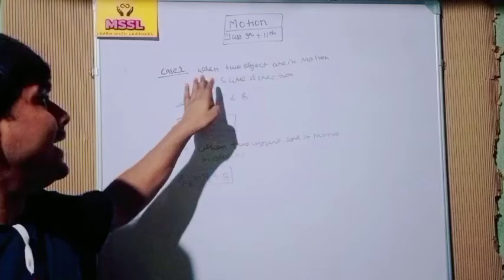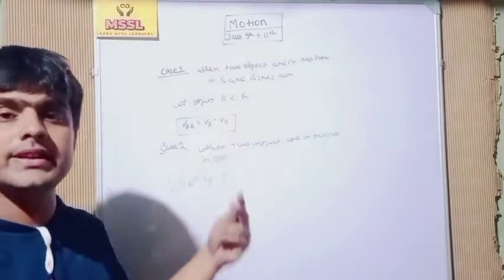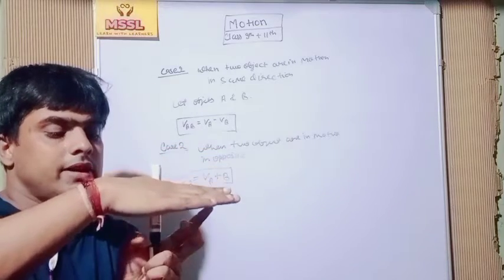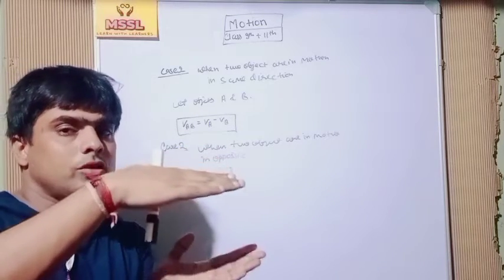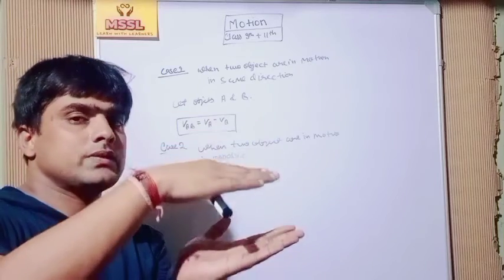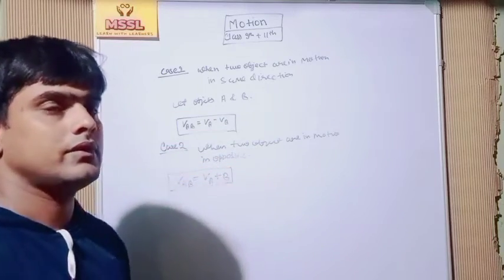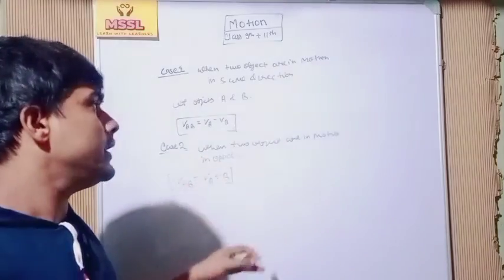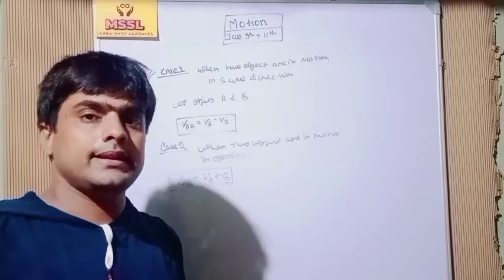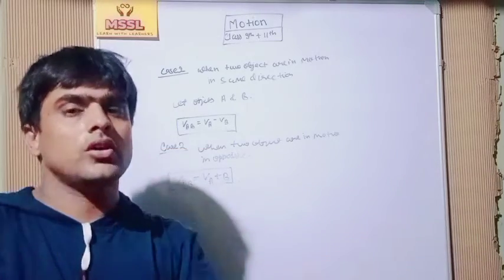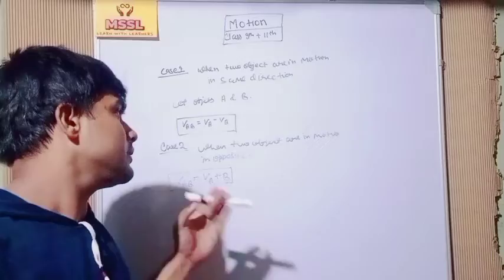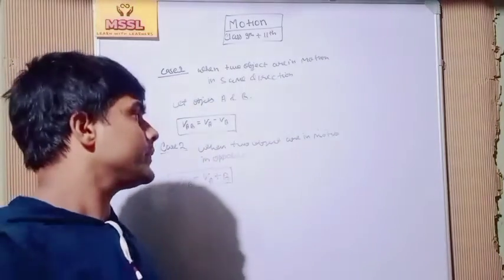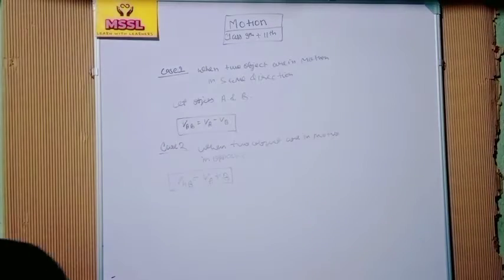So when two objects are in motion in the same direction, the difference will be the relative velocity of one object to the other. Similarly, in the second case, when the two objects are in motion in opposite directions, their velocities get added, summed up. Just have a look for a second.